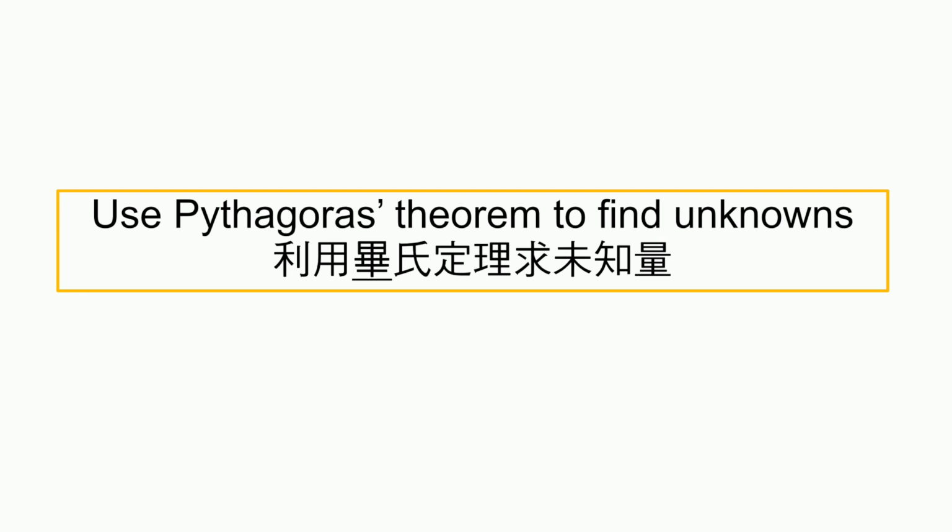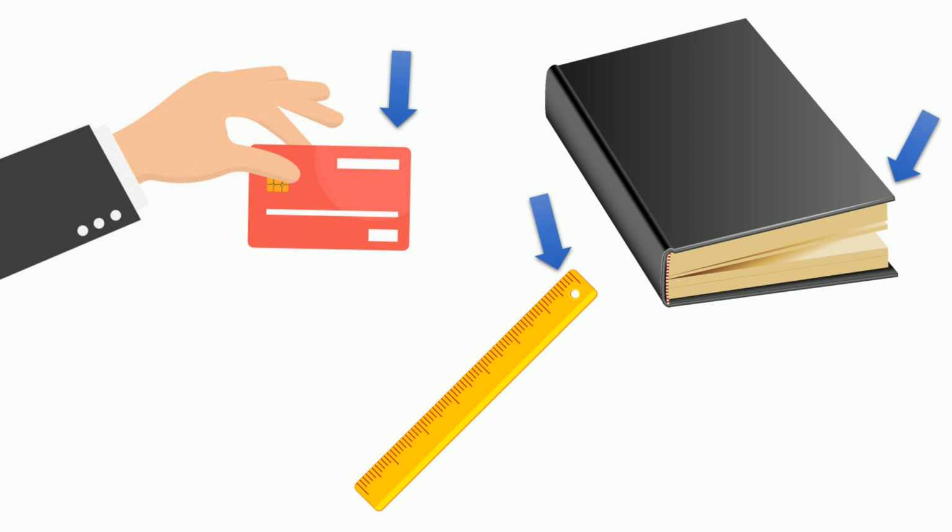If I asked you to draw any right angle right now, I believe there are a lot of objects in our daily lives which can help you draw right angles. For example, books, rulers, or almost any card inside your wallet.